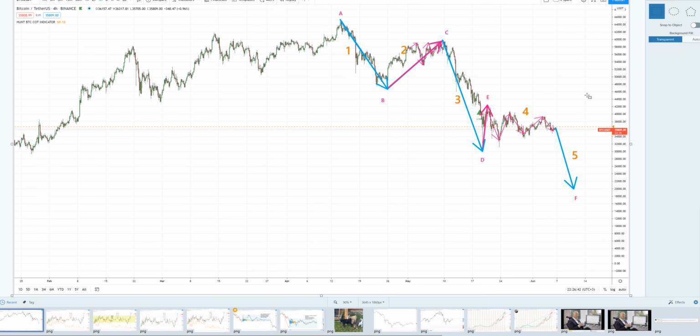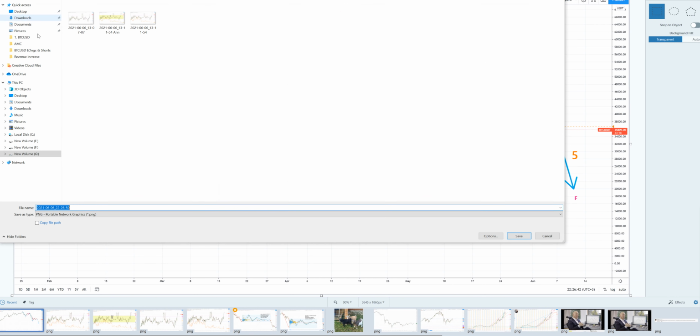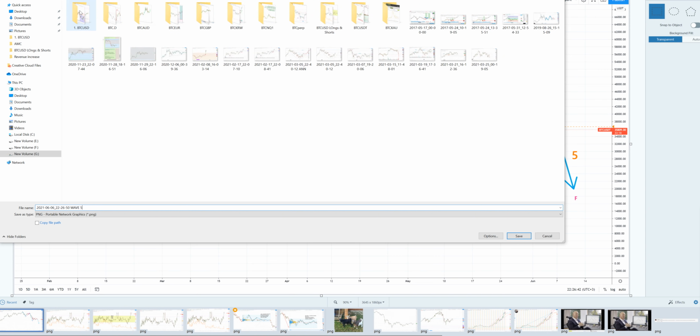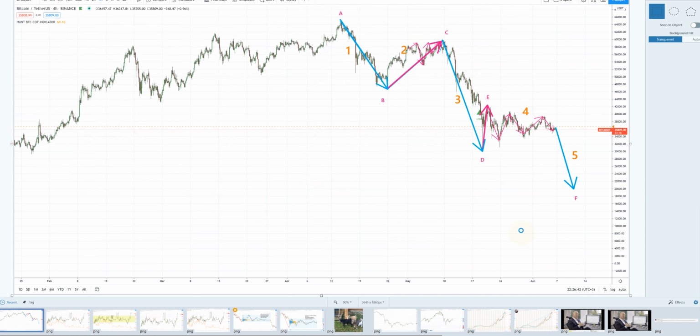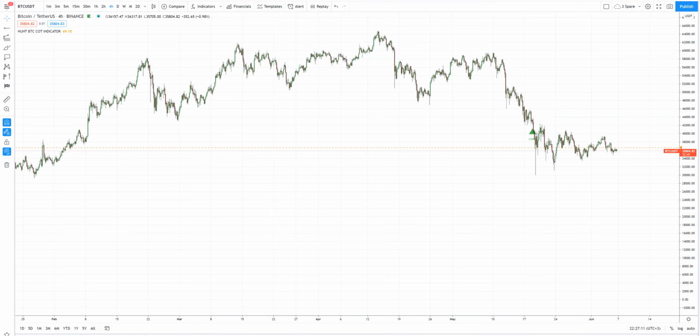We can delete that now, and we've saved that. Let's save it as wave 5. Save as wave 5. We're waiting to see how it does. So that's our opinion. A sell.